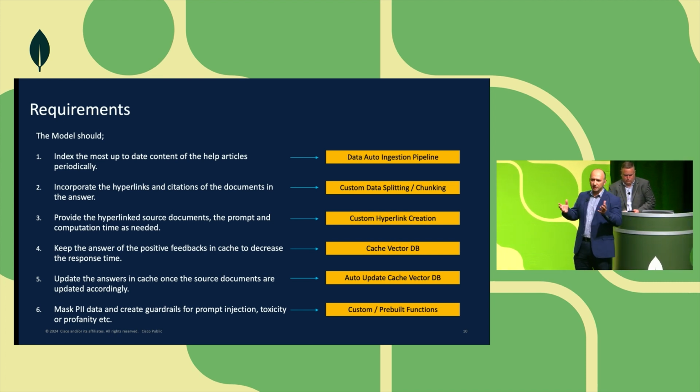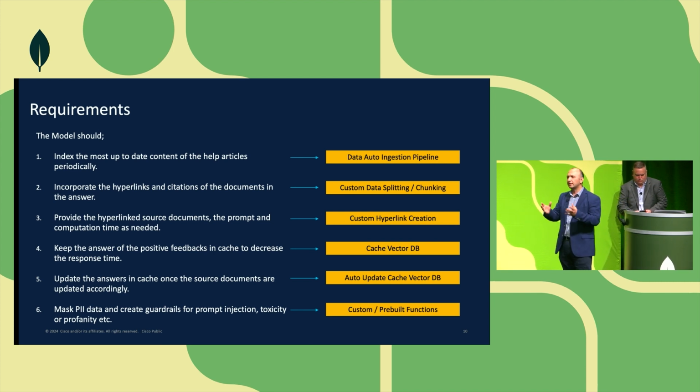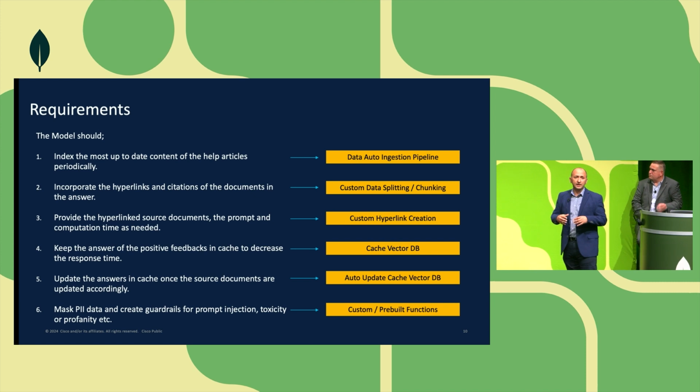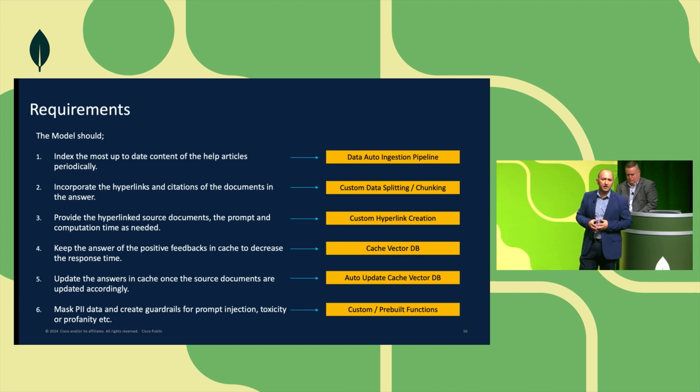Normally, if you are familiar with a RAG type of model, once you load the data, you need to chunk it into pieces. And there are a few methods to do that, like character-based chunking or paragraph-based chunking, parent-child approach, and so on and so forth. In our data, we have lots of hyperlinks, so we needed to go with a custom chunking strategy to keep all these hyperlinks intact during the text processing steps. And then provide the hyperlink source documents, the prompt, and the computation time as needed.